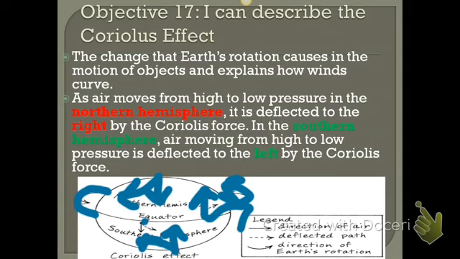And just a little interesting tidbit, the Coriolis effect also causes the water in our toilets to spin a certain way. If you flush the toilet here in North Carolina, the water is going to spin clockwise, towards the right. But if you flush a toilet in the southern hemisphere, it's going to spin counterclockwise. Just an interesting little tidbit. Go ahead and pause this. This is objective 17.